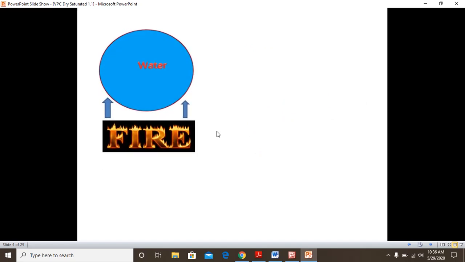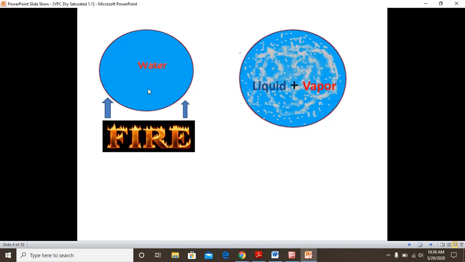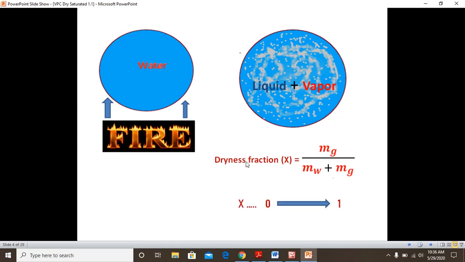Next, for the same volume of water, I will supply some amount of heat energy through fire or geothermal energy, nuclear energy, whatever. When I supply the heat energy, the liquid phase will start to convert into the vapor phase. Therefore there is some amount of vapor and some amount of water. Your x value, the drainage fraction, will vary from 0.01 to 0.99, so of course it varies from 0 to 1.